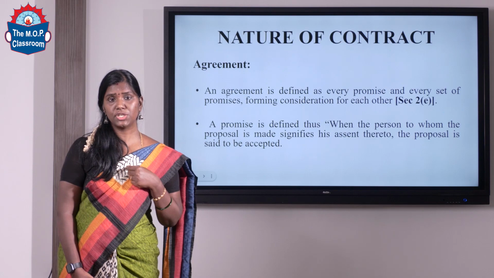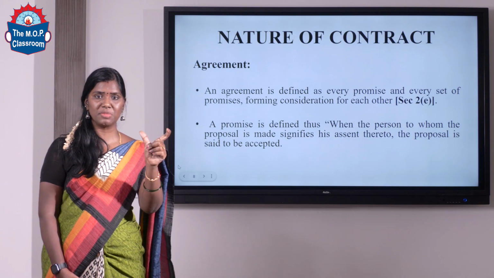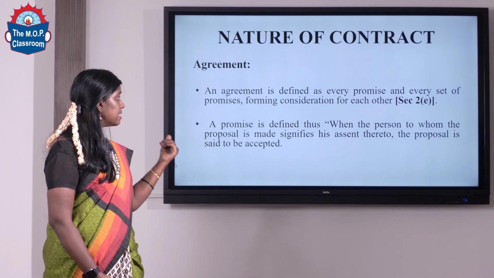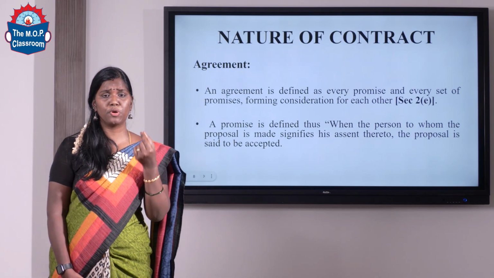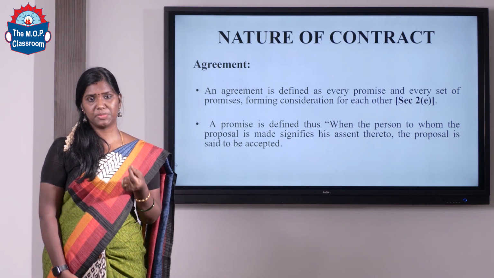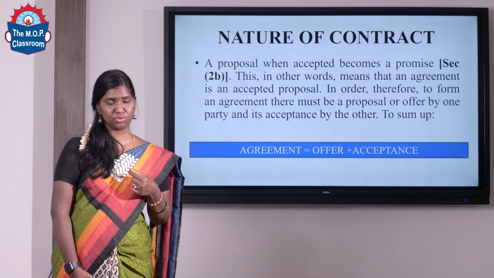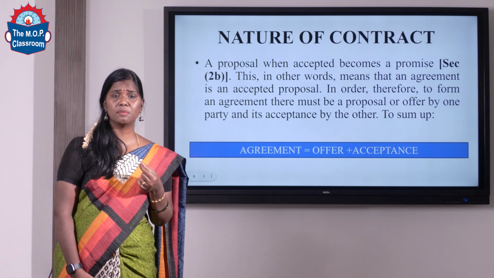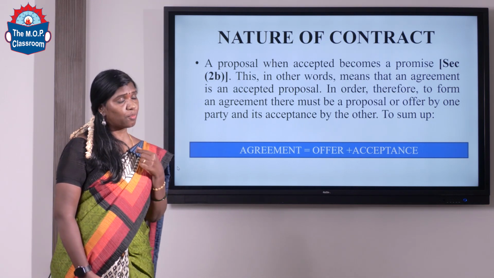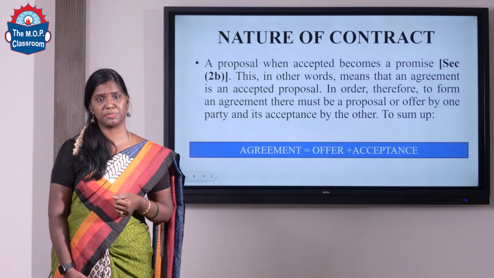Agreement. According to section 2(e) of the Indian Contract Act 1872, an agreement is defined as every promise and every set of promises forming consideration for each other. So promise is defined thus: when the person to whom the proposal is made signifies his assent thereto, the proposal is said to be accepted. According to section 2(b) of the Indian Contract Act 1872, a proposal when accepted becomes a promise. So therefore, for an agreement, there must be a proposal or offer by one party and acceptance by the other party. To sum up, agreement equals offer plus acceptance.